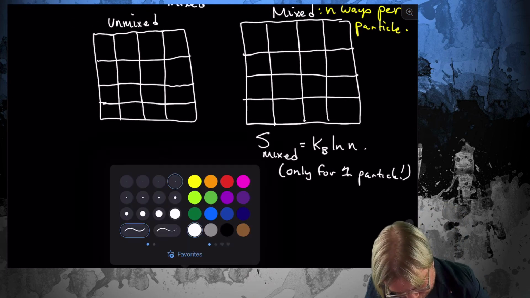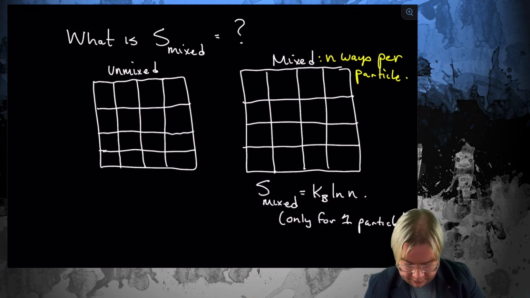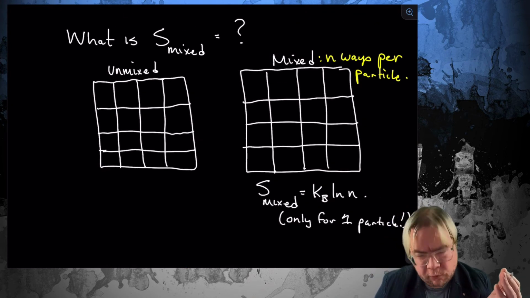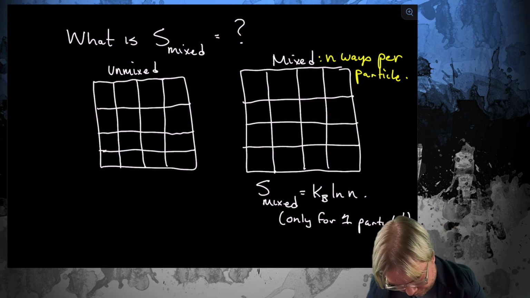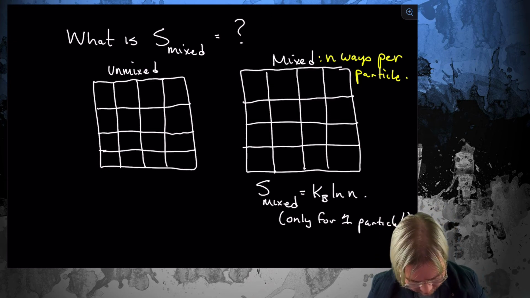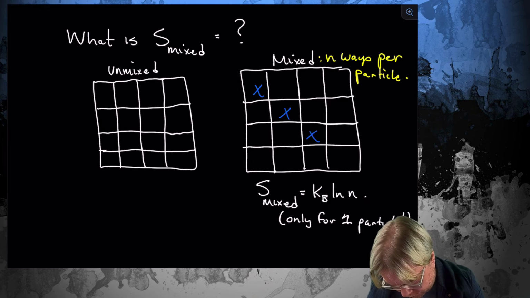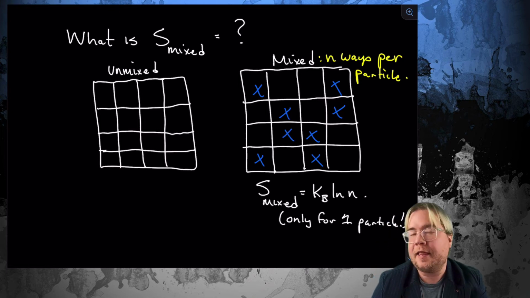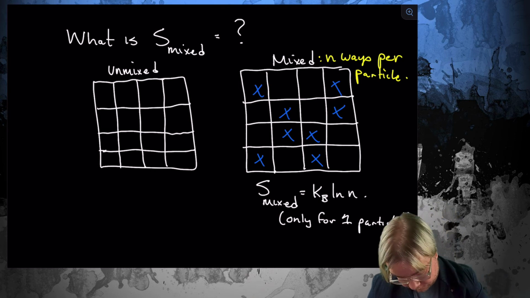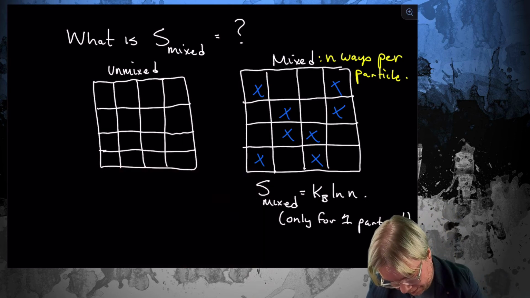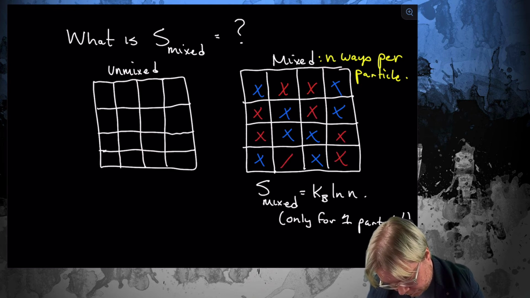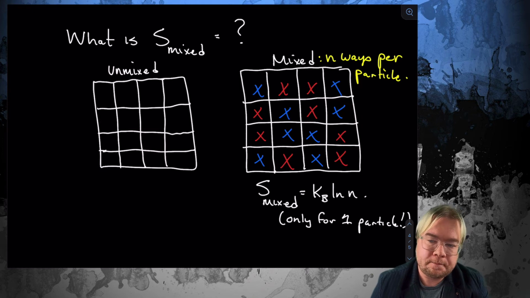Okay, so let me draw what the mixed state might look like. Let's just assume that I have equal numbers of A and B particles. So the mixed state, I'm going to have 8. So 1, 2, 3, 4, 5, 6, 7, I don't know, 8. That's where my 8 A particles are going to be. And then every other place will be where my B particles are.